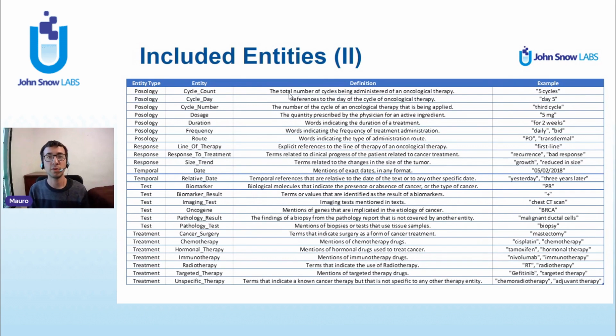There are also entities related to the response to the treatment, like line of therapy, that is used to extract mentions like first line or second line, and also the entity response to treatment, that is used to extract mentions of recurrence or cancer recurrence, and also bad response or good response. There are also temporal entities, like date and relative date, test entities and their test result, biomarker and their results, for example, and also many treatment entities like chemotherapy and cancer surgery.